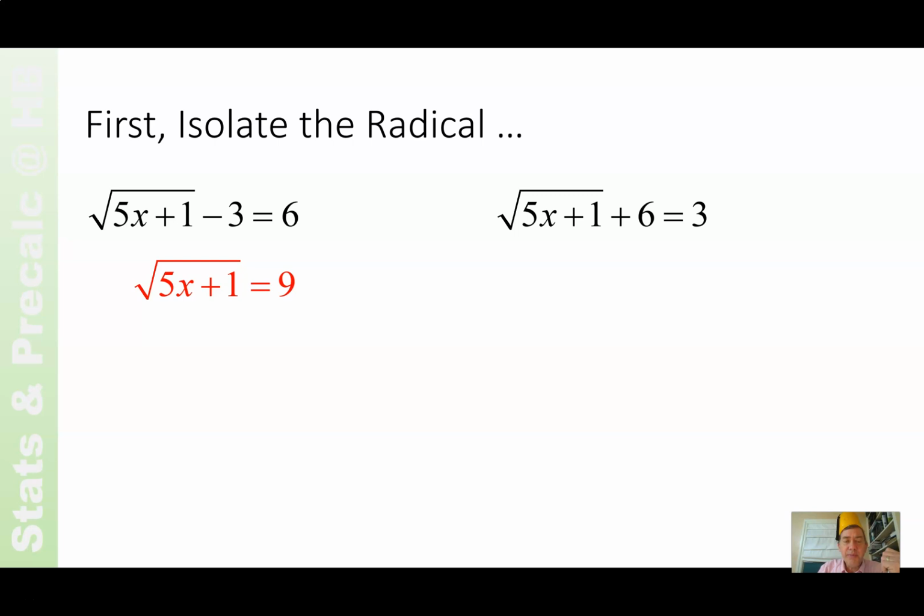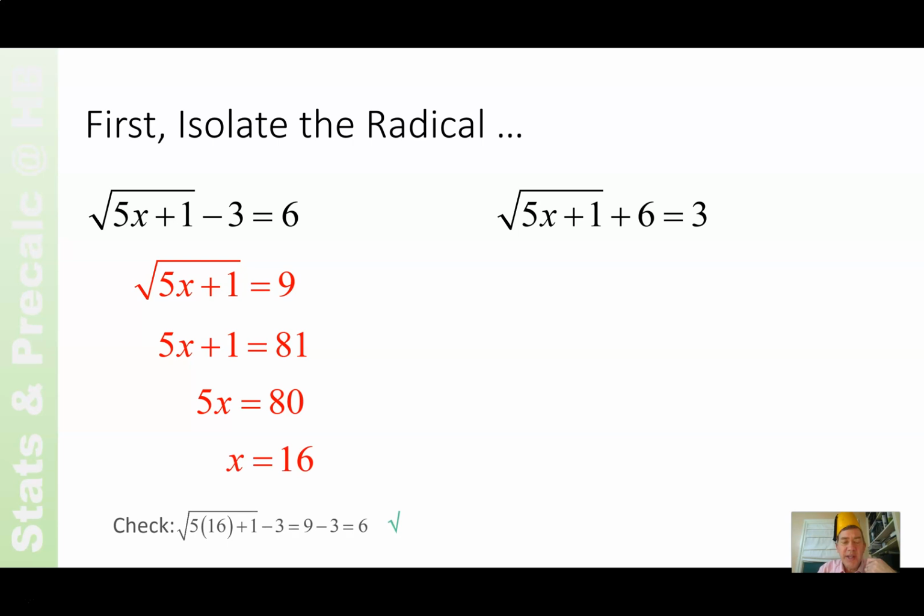Step 1: isolate the radical. Add 3 to both sides, so we've got 3 on both sides. We square both sides. 5x plus 1 is 81, which gives you x is 16. A quick check: 5 times 16 is 80, plus 1 is 81. The square root of 81 is 9, minus 3 is 6, indeed.